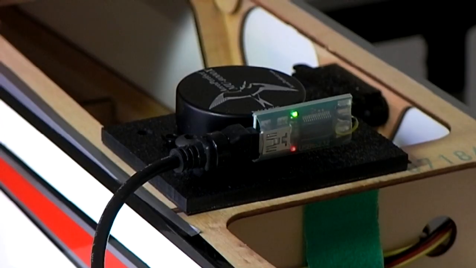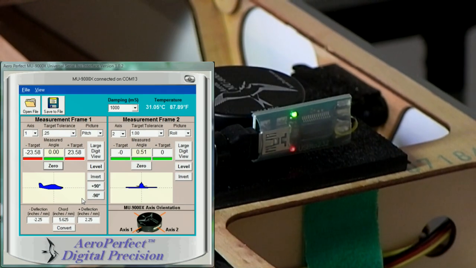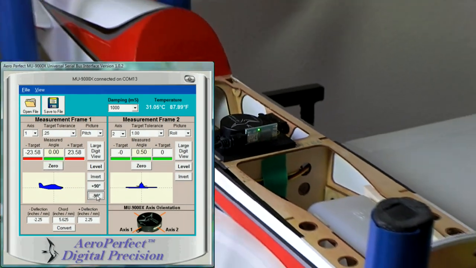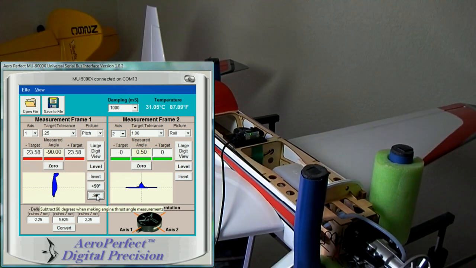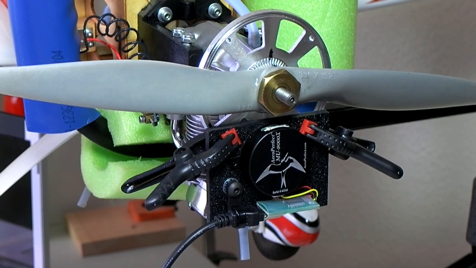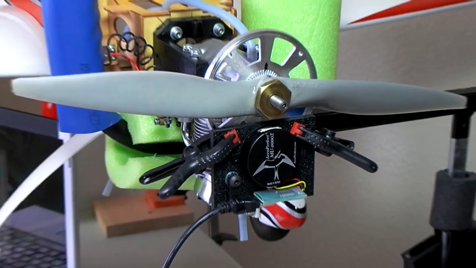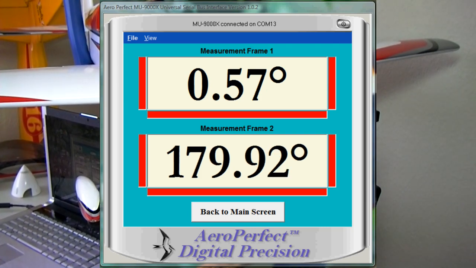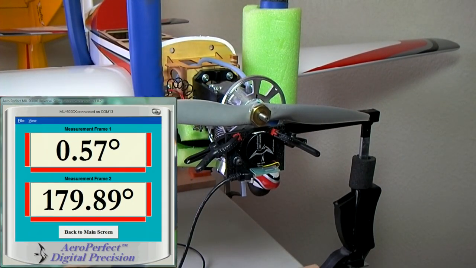For measuring engine downthrust angle, again use the turtle deck for an angle reference. Subtract 90 degrees from the measured angle by clicking the minus 90 button. That way, if there is no engine up or down thrust, the measured angle will read 0 degrees. Clamp the unit to the spinner's backplate. The downthrust angle measures 0.58 degrees. A small adjustment to the downthrust angle could be made to meet the manufacturer's published specification of 1 degree.